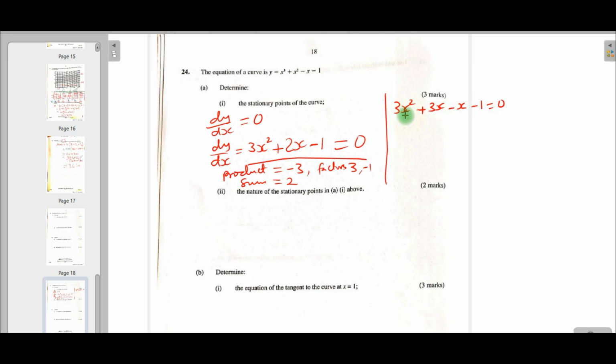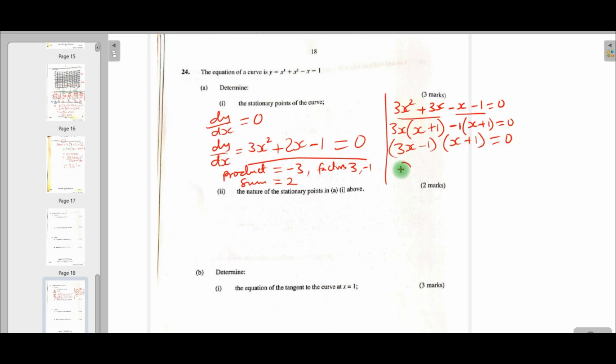So I take into pairs and factor out the common factor. For 3x squared and 3x, the common factor is 3x, so I have x plus 1. In the other part, minus 1 is common, so we have x plus 1. Therefore, this is 3x minus 1 multiplied by x plus 1, equal to 0.